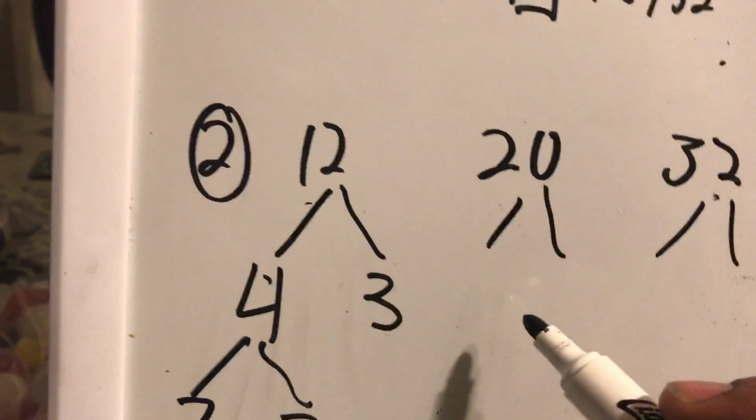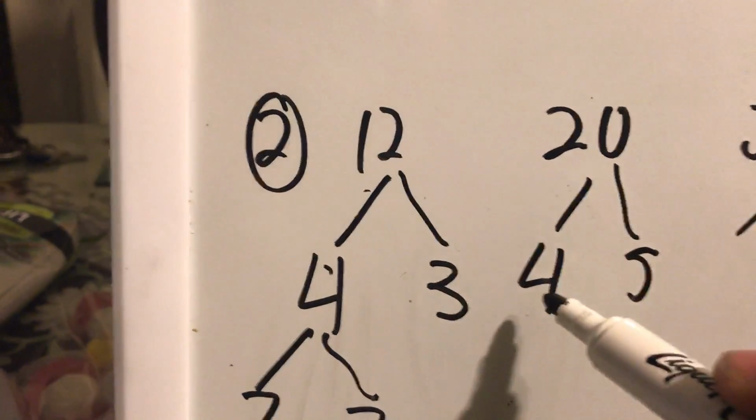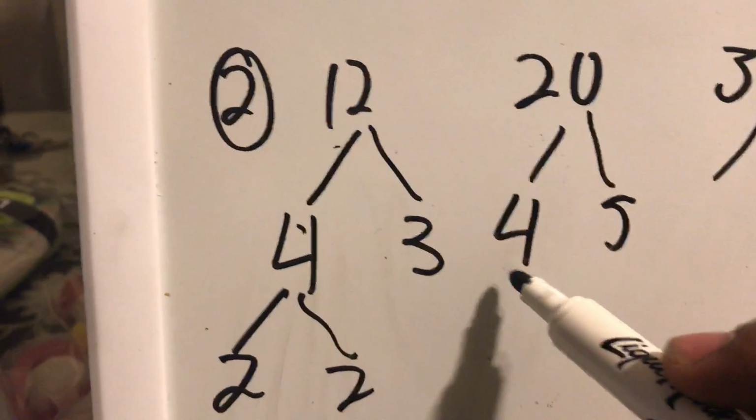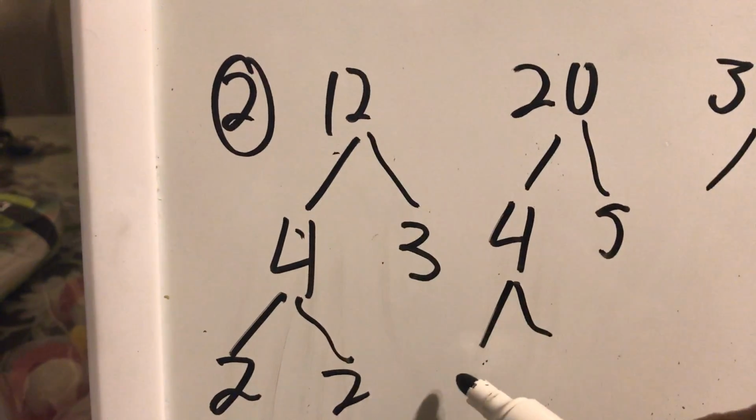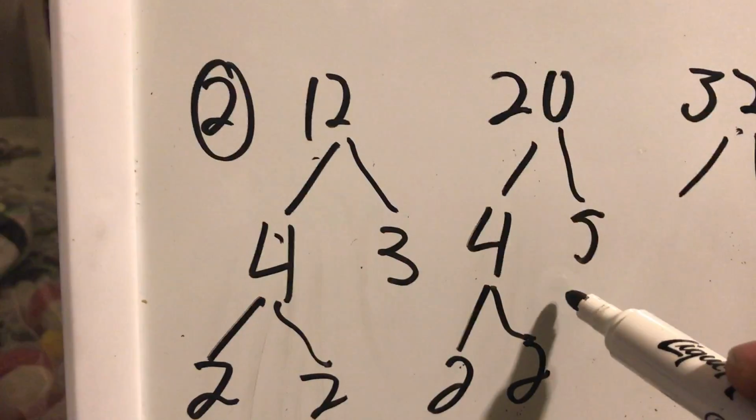For 20, what two numbers? I want to say 4 and 5. Can you still factor 4? Yes, you can. So the two numbers are 2 times 2. Can you factor 5? No.